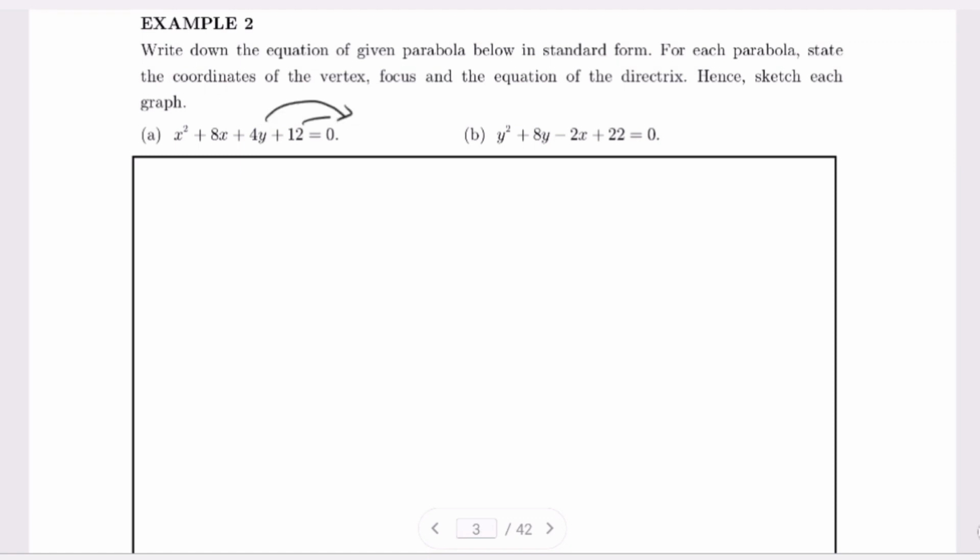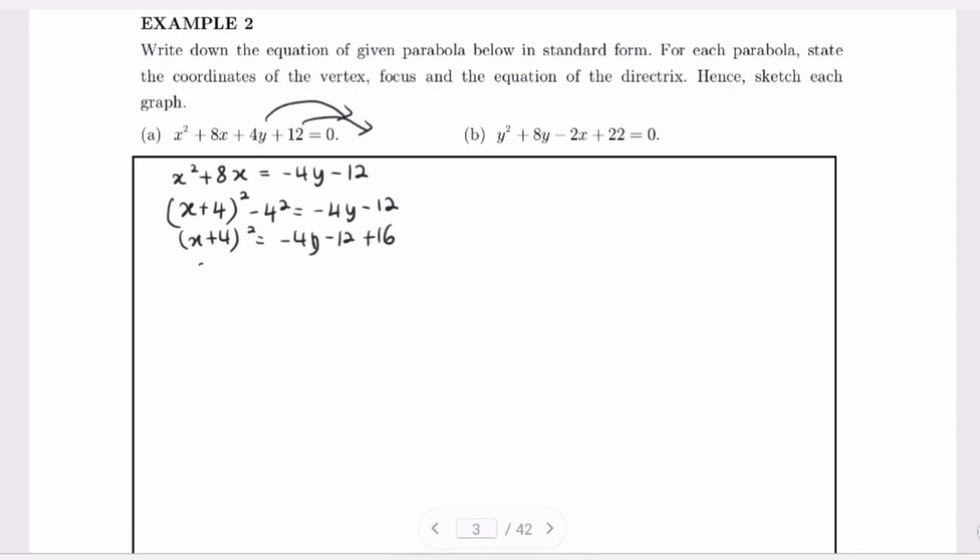First, you need to move 4y and 12 to the right hand side, so it becomes x squared plus 8x equals negative 4y minus 12. The next step is to do CTS, completing the square, on the left hand side. So it will be half of 8x is 4, (x plus 4) squared minus 4 squared equals negative 4y minus 12. Simplify to get negative 4y minus 12 plus 16. So your (x plus 4) squared equals negative 4y plus 4.